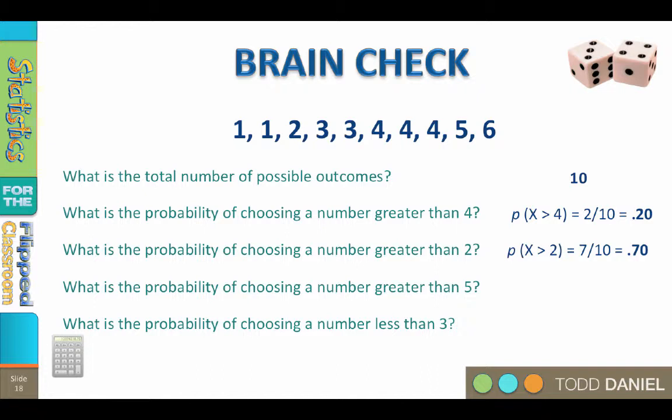So what's the probability of choosing a number greater than 5? Only one number is greater than 5. The probability is 0.10. What is the probability of choosing a number less than 3? 3 numbers are less than 3, so the probability is 0.30. And that is how simple probability works.